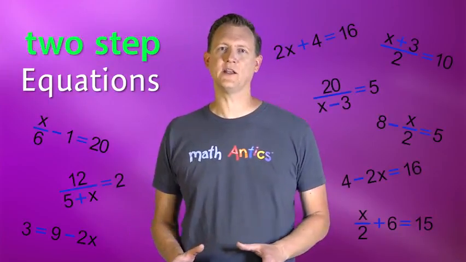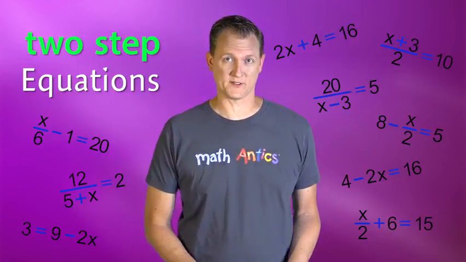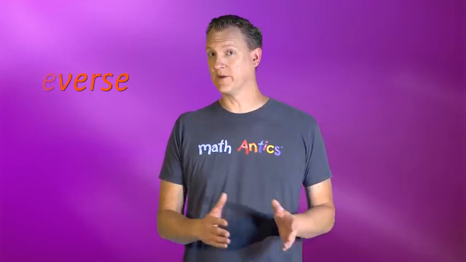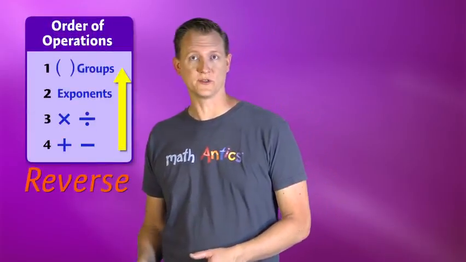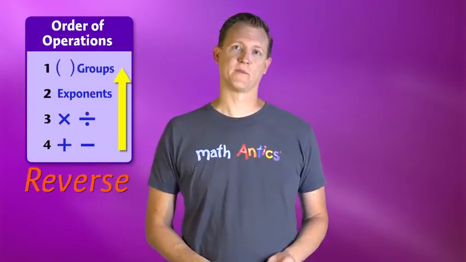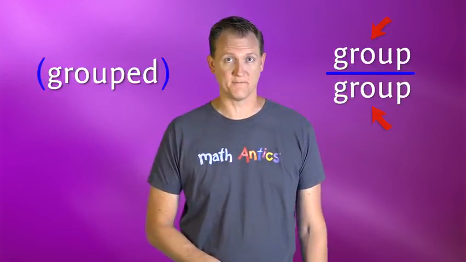All right, as you can see, solving two-step equations is definitely more complicated than single-step equations because there's so many different combinations and different ways to group things. But if you just take things one step at a time and remember to undo operations using the reverse order of operation rules, it will be much easier. Just pay close attention to how things are grouped in an equation, and be on the lookout for those implied groups on the top and bottom of a fraction line.